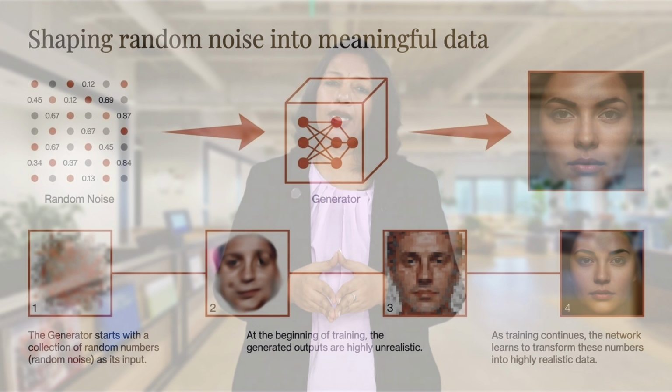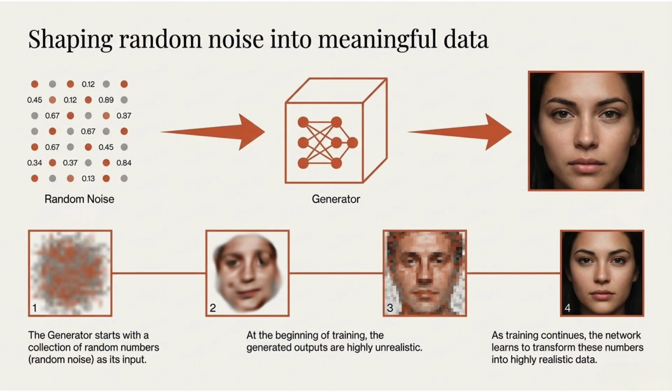Let us first understand the generator. The generator is responsible for creating new data. It starts with something called random noise. Random noise is simply a collection of random numbers. The generator uses these numbers as input and transforms them into something meaningful. For example, a random set of numbers may be transformed into a realistic image of a human face. At the beginning of training, the images created by the generator usually look very unrealistic, but as training continues, the generator learns how to produce better and more realistic outputs.